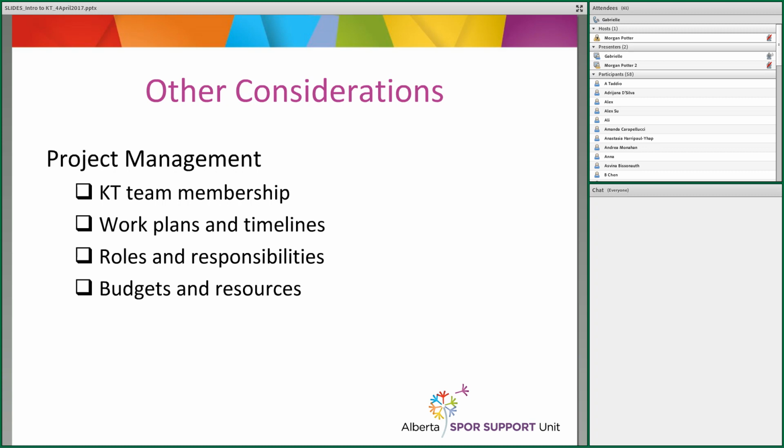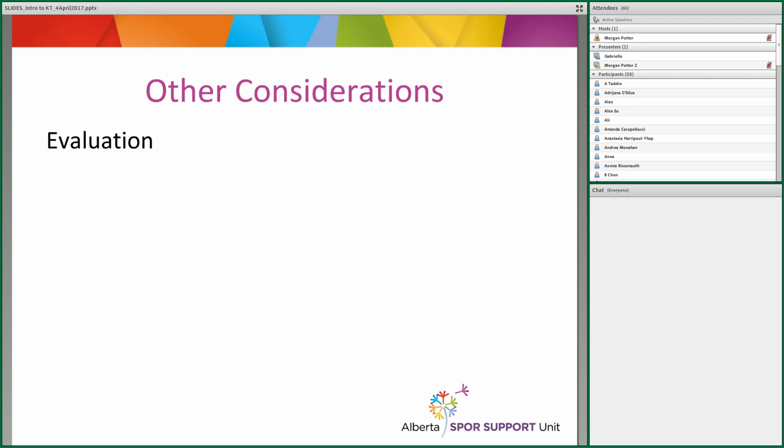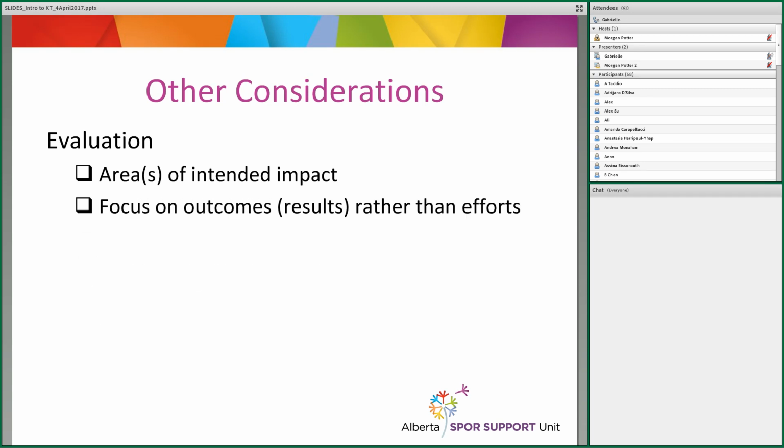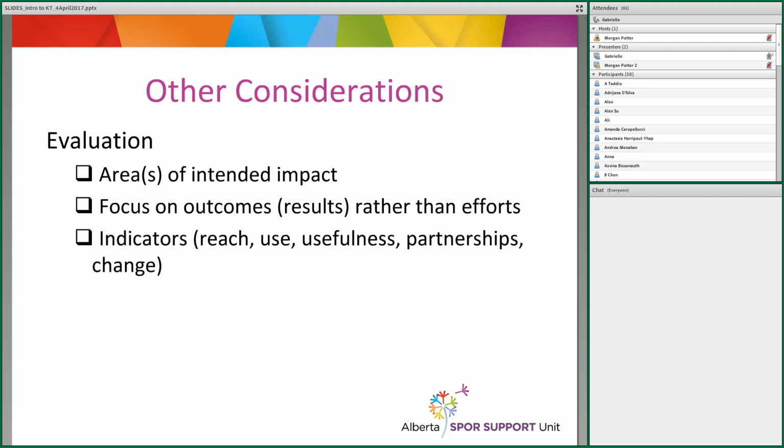We mentioned budgets and resources. It's important to make sure this is highlighted and outlined. If there's any event planning, make sure you consider that. And there's a number of other potential factors. As well as evaluation, and we mentioned this, identify the areas of intended impact, focus on the outcomes and the results rather than just the efforts. Identify some indicators, and this could be indicators that establish the reach of your results, the use or usefulness, any partnerships that are developed or any changes that were made, or any indicators that can measure the changes. And there could be other factors that you want to consider in terms of evaluation.